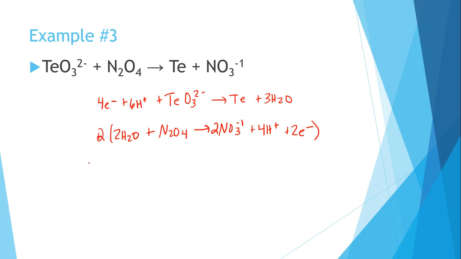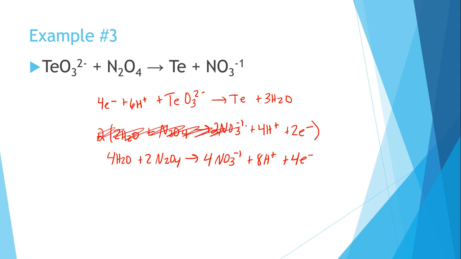And when we actually do that, if we rewrite that, you get 4 H2O plus 2 N2O4 yields 4 NO3 negative 1 plus 8 hydrogen plus 4 electrons. So I'm going to go cross out this middle one since I don't want to confuse it. And we can actually combine these reactions and cancel. Note here my 4 electrons cancel.